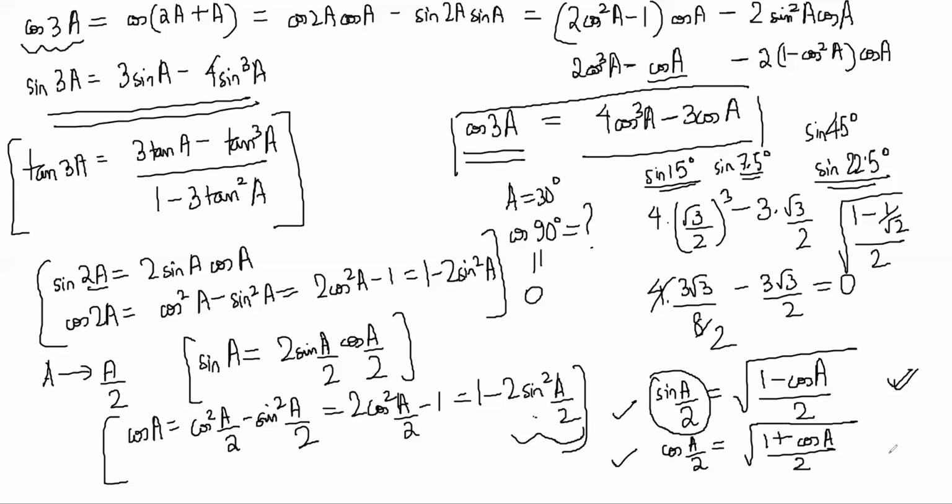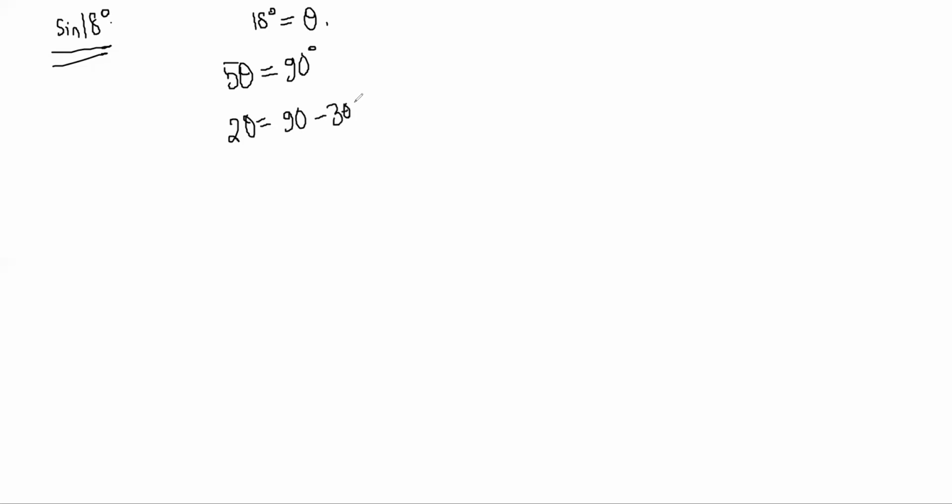Now you can also somehow find sine 18 degree because of the formulas that now we know, right? What we can do is 18 degree is equal to theta, so 5 theta is equal to 90 degree, right? Pay attention to this derivation, it's nice. So you can now write it as 2 theta is equal to 90 degree minus 3 theta.